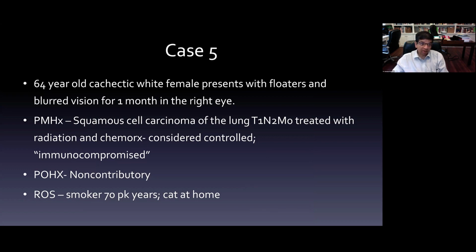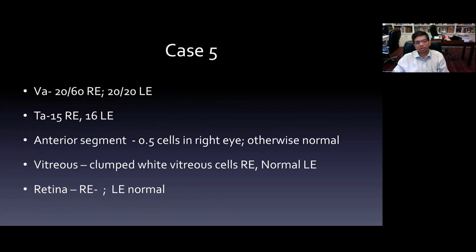Case 5, this is a 65-year-old cachectic white female who presents with floaters and blurred vision for 1 month. She had squamous cell carcinoma of the lung, was treated with radiation and chemotherapy and controlled, but was considered to be immunocompromised. She had a 70-pack year history of smoking. Her vision was 20/60 in the right, 20/20 in the left. The anterior chamber just showed a few cells in the right eye. The vitreous showed clumped cells in the right eye.